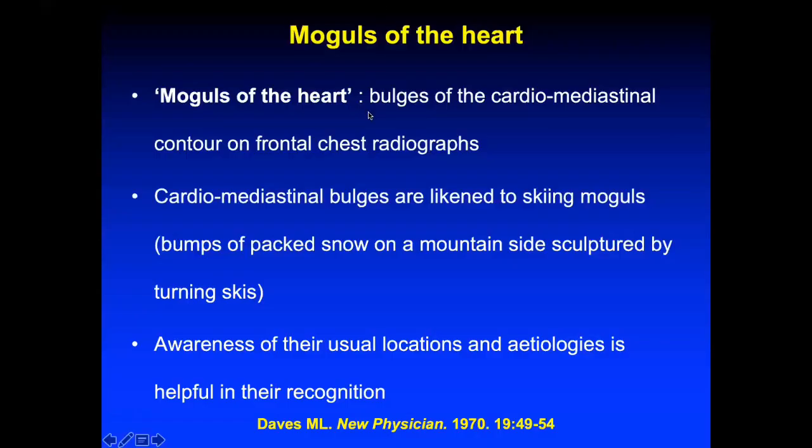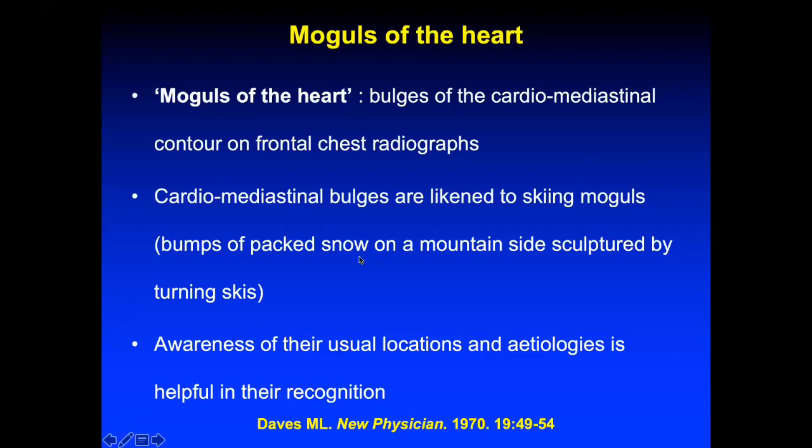Another question asked in your exams would be the Moguls of the heart. Now, what are the Moguls of the heart? These are basically the bulges of the cardiomediastinal contour on frontal chest X-ray. On a PA view, some bulges are seen on the cardiomediastinal contour, and they are called Moguls. The cardiomediastinal bulges are likened to skiing Moguls, that is, bumps of packed snow on a mountainside sculptured by turning skis. So if someone asks you what a Mogul is, it refers to a skiing Mogul, packed snow on a mountainside.